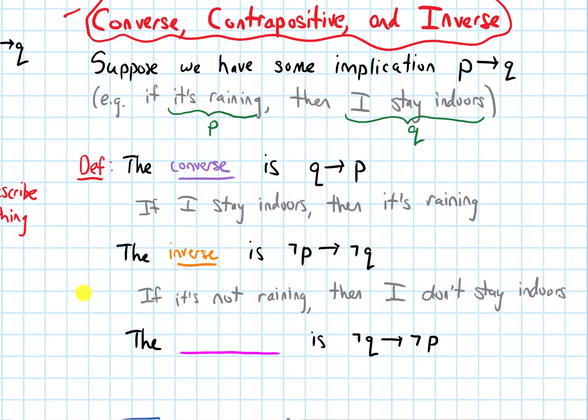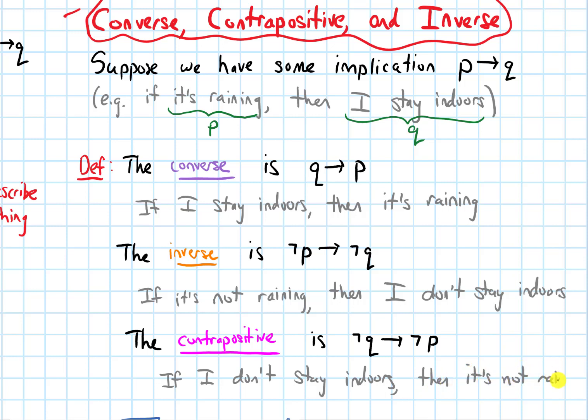The last term is the contrapositive, and that one we've been introduced to already. The contrapositive of P implies Q flips the order of the two and negates both of them. So we get if not Q, then not P. In our example, if I negate Q, I get: if I don't stay indoors, then I negate P, so then it's not raining.